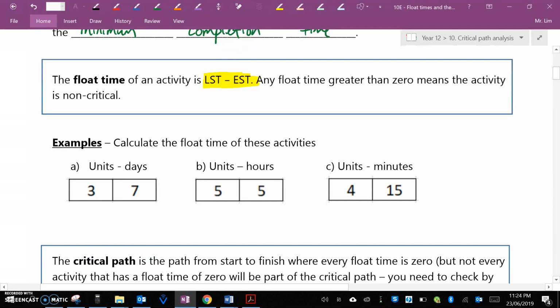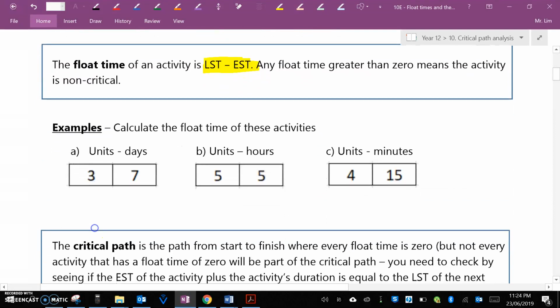So let's have a look at some examples on how to calculate the float time of these activities. Using the formula LST minus EST, we know that the right number is the LST, the left number is the EST, the earliest starting time. So the float time is just 7 minus 3, which is 4. Because the unit is days, it's 4 days.